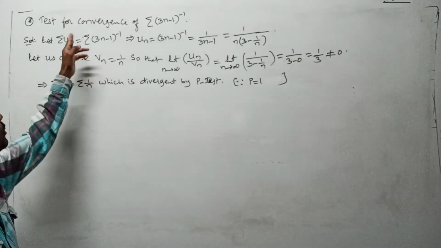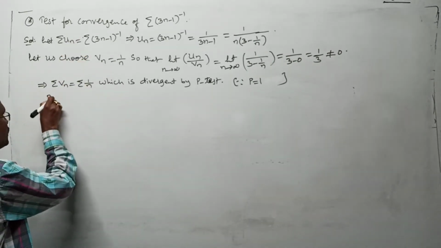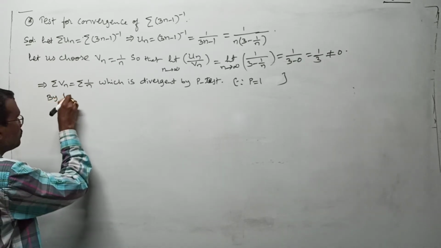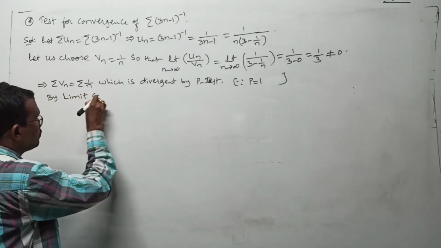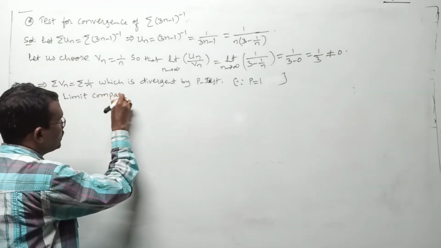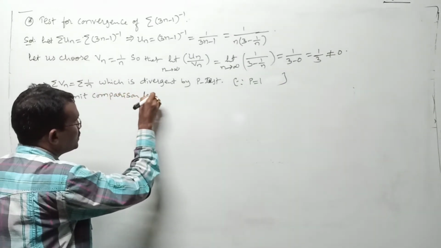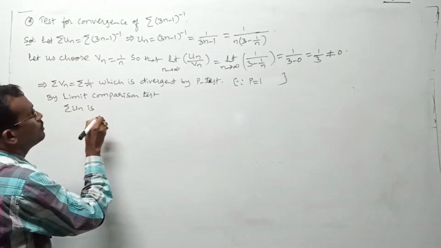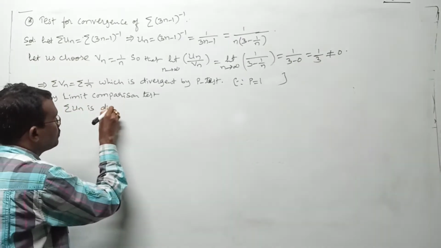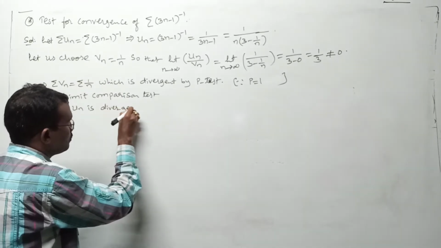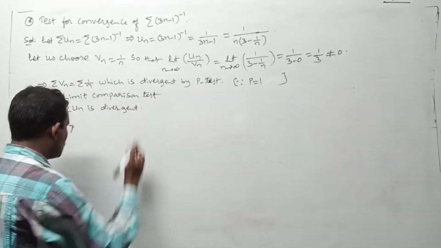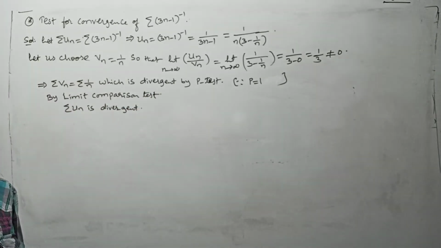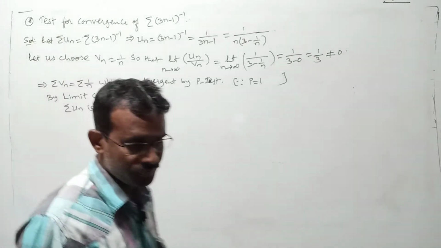Now let us go for your condition. By limit comparison test, we can say sigma Un is also divergent, means your given series is what? Divergent series. This is your next question, right?